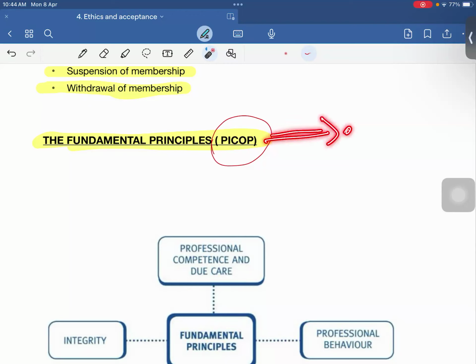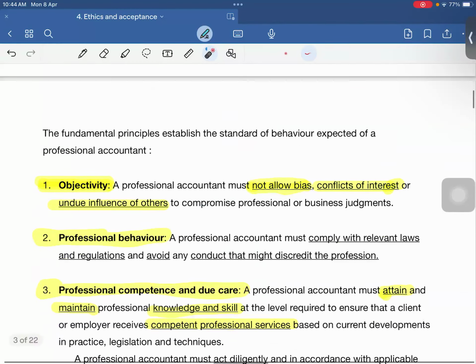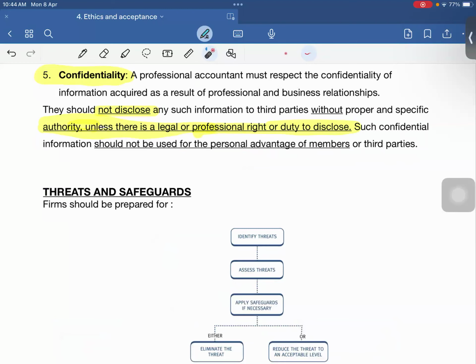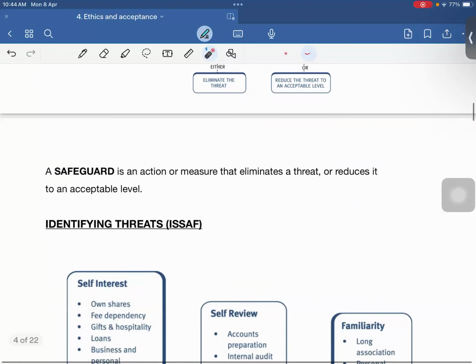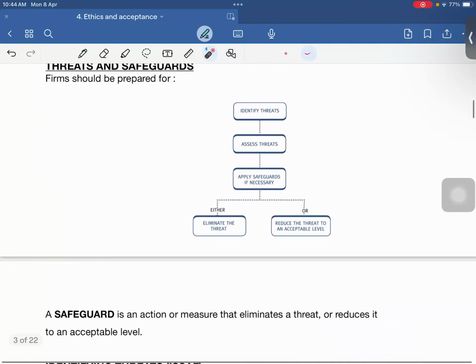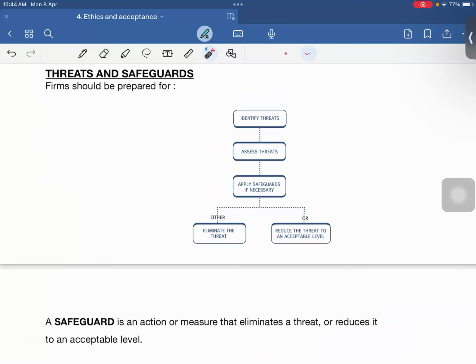Anything that endangers these principles is a threat. That means anything that creates a hindrance to following these principles is called a threat. Threats need to be eliminated. You have two things you can do with a threat: either eliminate the threat or lessen its impact.